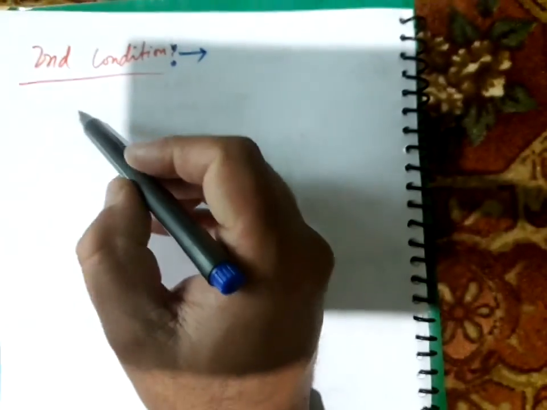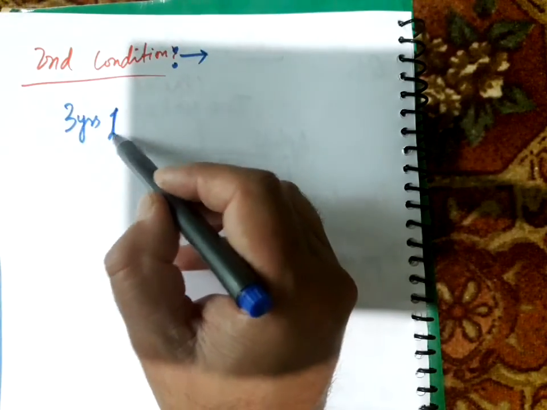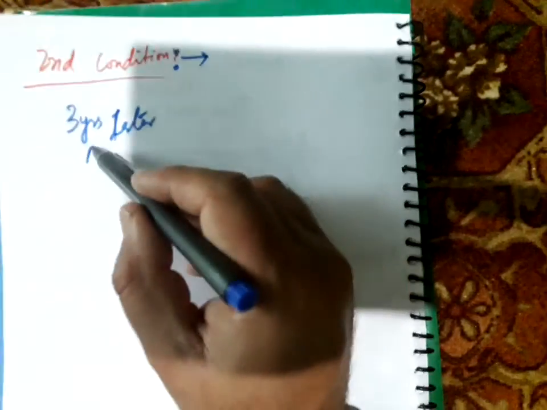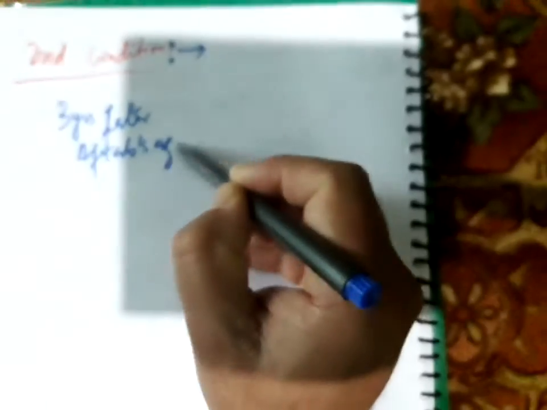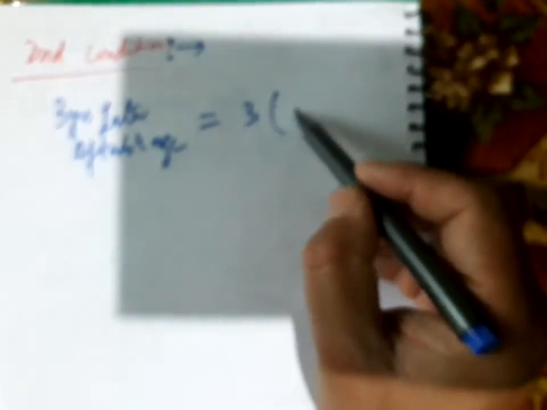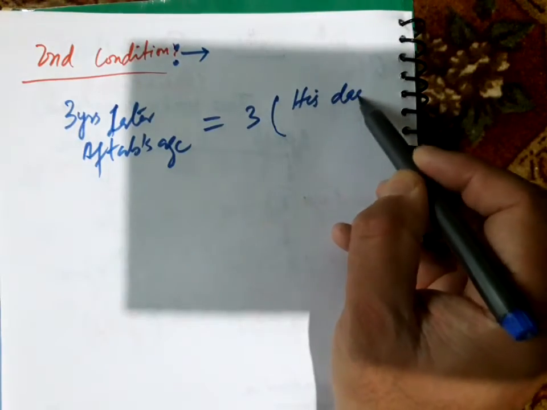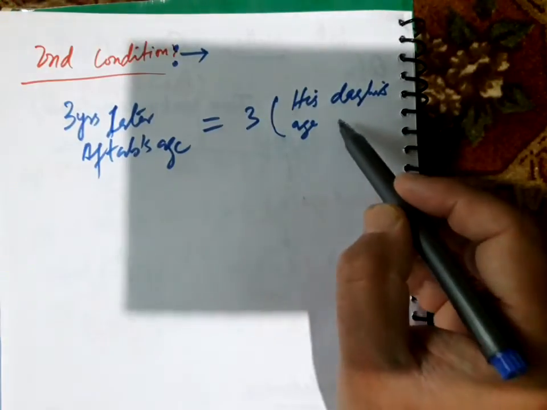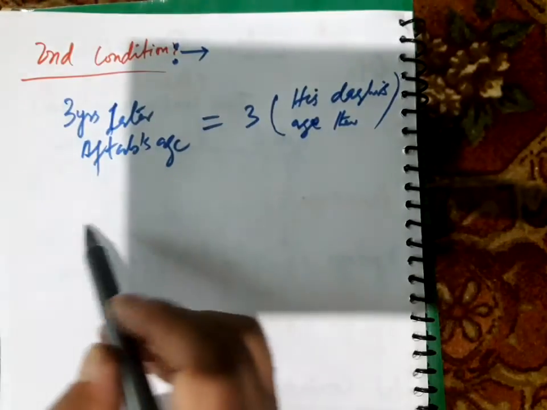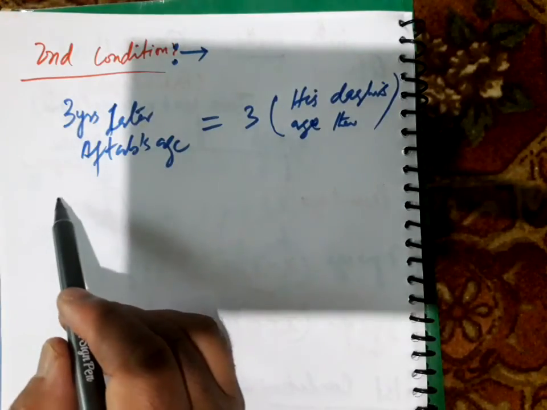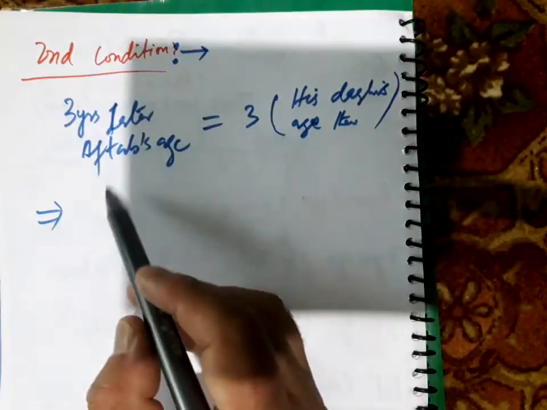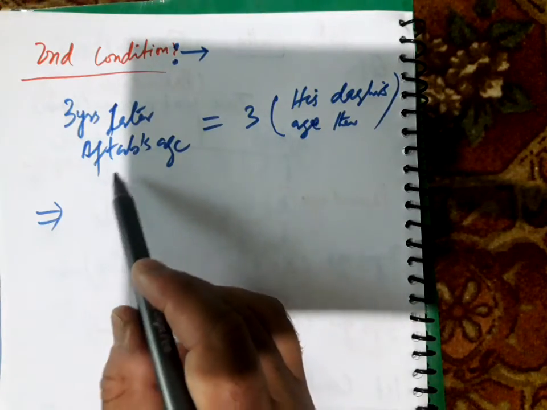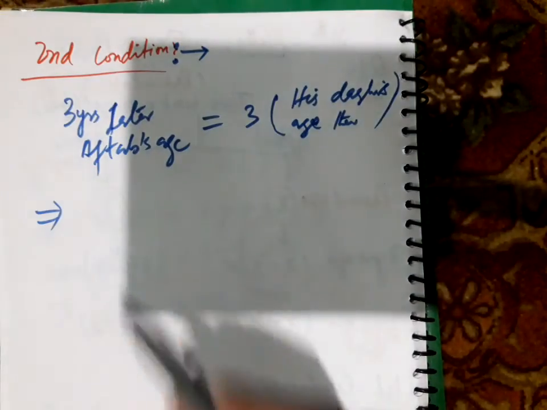What does the second condition say? The second condition says that 3 years from now, 3 years later, Aftab's age is equal to 3 times his daughter's age. His present age is x, so 3 years from now we will substitute the expression for it.